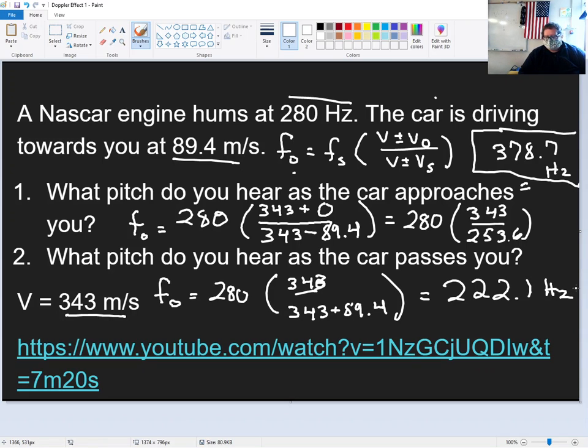Again, does this make logical sense? As the car passes us, the frequency should drop. If it was originally 280, now it's 222.1. Yeah, we got it. It works out.